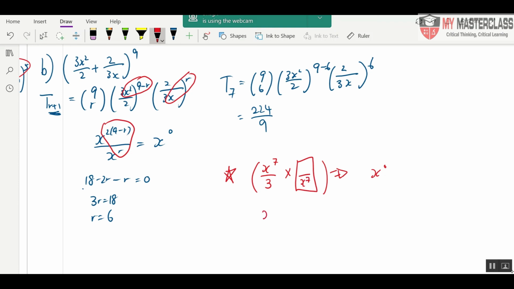Same thing. Let's say I have x to the power of 3. I must multiply by what to get a term independent of x? So 1 over x to the power 3. Why? Because this and this will cancel, and then there will be no more component of x. That's why this will give something to the x to the power 0. So this may help you in other questions where they ask you to find the term independent of x when you do a multiplication.